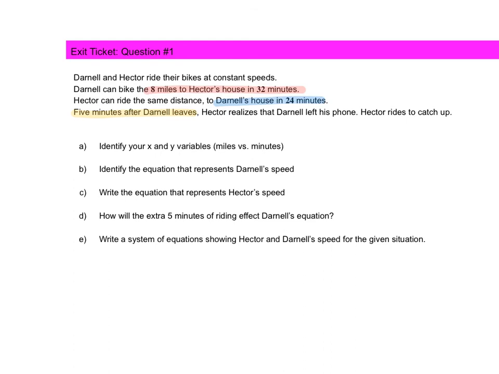First thing you need to do is identify your x and y variables. The second thing that you're going to do is write the equation for each of these people. What you have to do to write these equations is identify the rate. So the first one's for Darnell, so go find Darnell's rate based on the equation. The second one is for Hector. Go find Hector's rate based on the equation, and remember that m is just y divided by x.